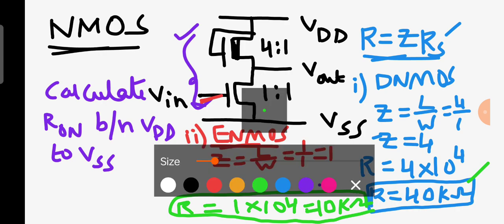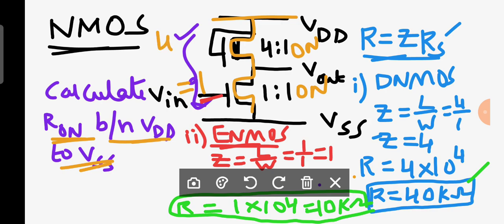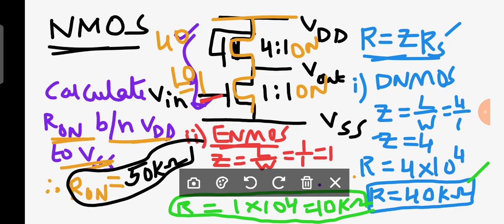Then finally you can conclude that they asked to find the on resistance between VDD and VSS. Here you can observe that when Vin is equal to 1, this transistor turns on and this transistor also turns on. Therefore we have an on resistance from VDD to VSS. Here it is 40 kilo ohm, here it is 10 kilo ohm. Therefore you can tell that the total on resistance is equal to, anybody? Absolutely. What is that? 50 kilo ohm. Is it okay? This is the problem you have to solve from your examination point of view.